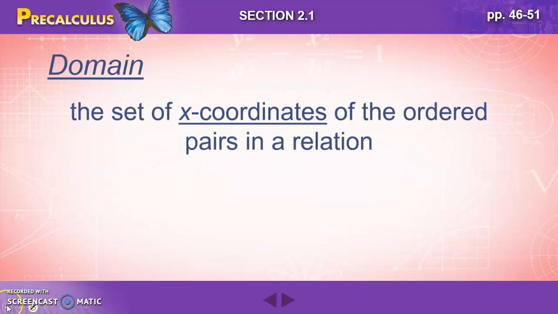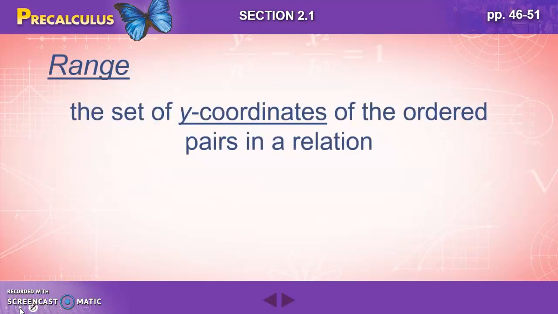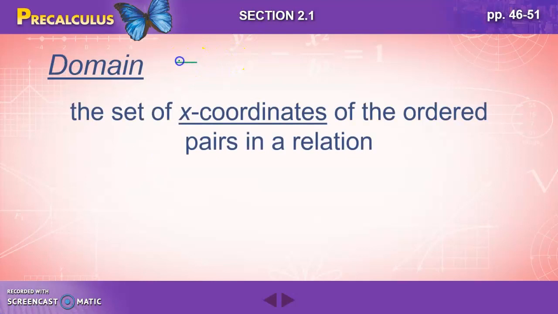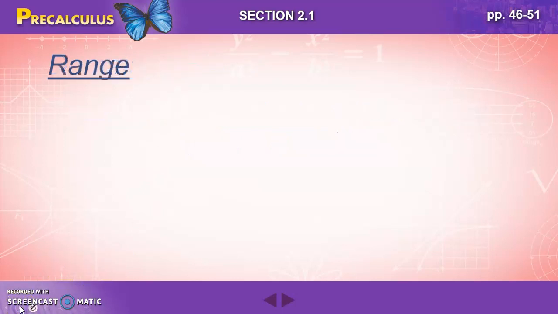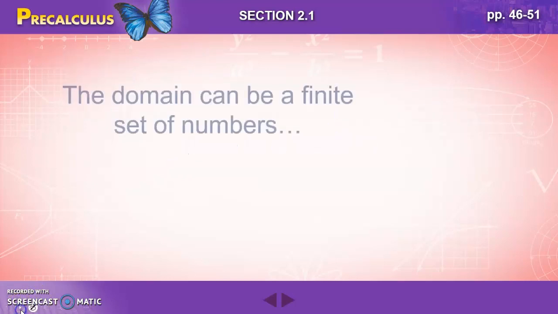The set of x coordinates of the ordered pairs in a relation is called the domain, and the set of y coordinates of the ordered pairs in a relation is called the range. Basically, the domain determines how far to the left and how far to the right your graph reaches, or your function reaches. And the range tells how high or how low your graph reaches, your function reaches.